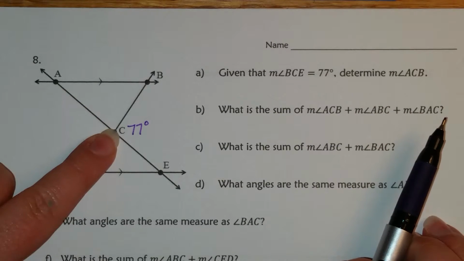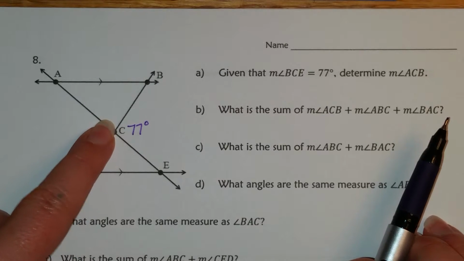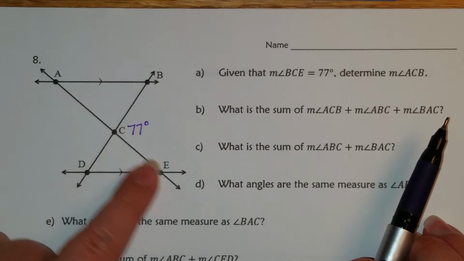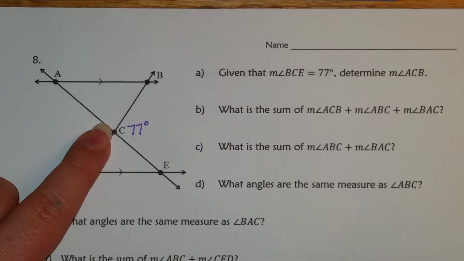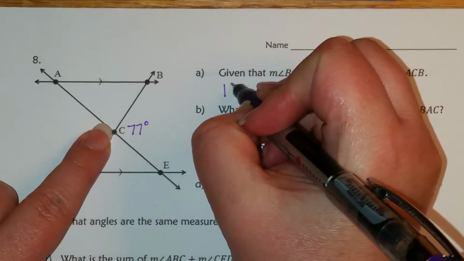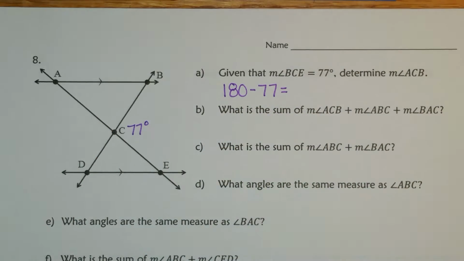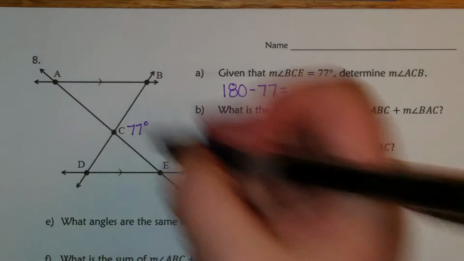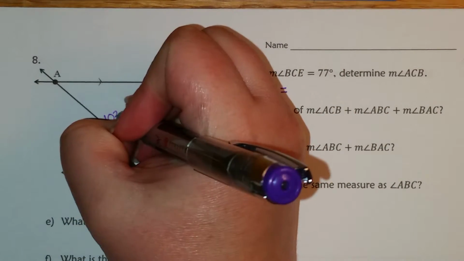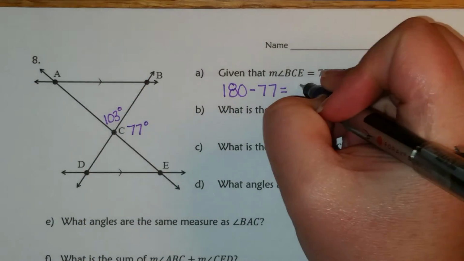So ACB is this angle. I notice that it makes a straight line, so that means that it has to equal 180. So I've got 180 minus the 77, and that's going to give me the angle that I'm missing. I type that into my calculator, and I get that this is 103 degrees.